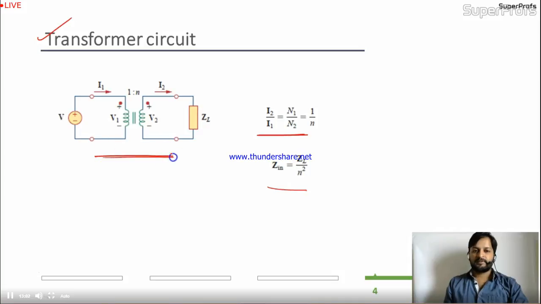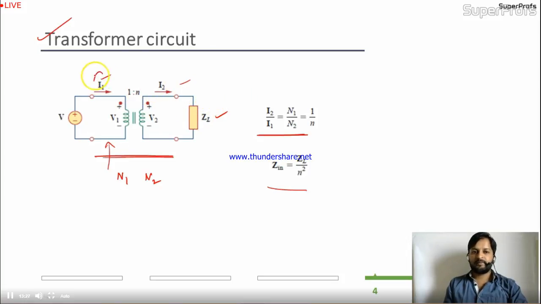Please observe this. This is the circuit for a transformer. In the transformer, we have primary and secondary. Primary has some turns, suppose N1, and secondary has some turns N2, right? The direction of the current is like this. We'll connect ZL as the load. In the load, we are getting current from the transformer.